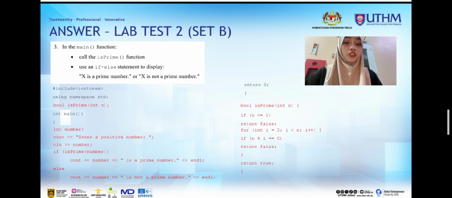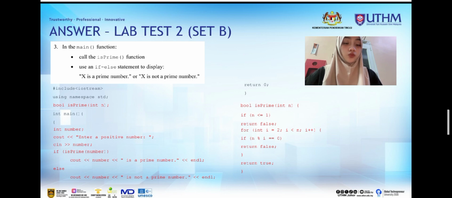Next, the program uses a repetition structure, which is a for loop. The loop starts from 2 and continues until n minus 1. The purpose of this loop is to check whether the number can be divided evenly by any value other than 1 and itself. Inside the loop, the program checks using the modulus operator. The modulus operator is used to find the remainder after division. Therefore, if the remainder is zero, the number is not a prime number and the function returns false.